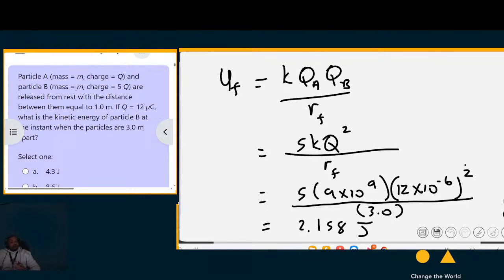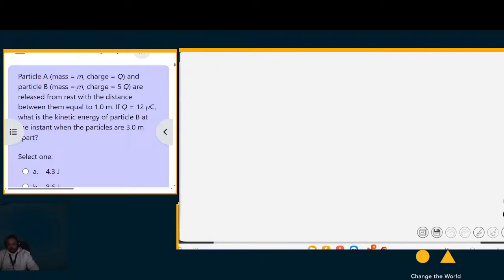And importantly, does this answer make sense? If they are further apart, is the potential energy lower? Yes. That is why this one is 2 and the other one was 6. The electric potential energy is linearly decreasing. So now we have the initial potential energy and the final potential energy.